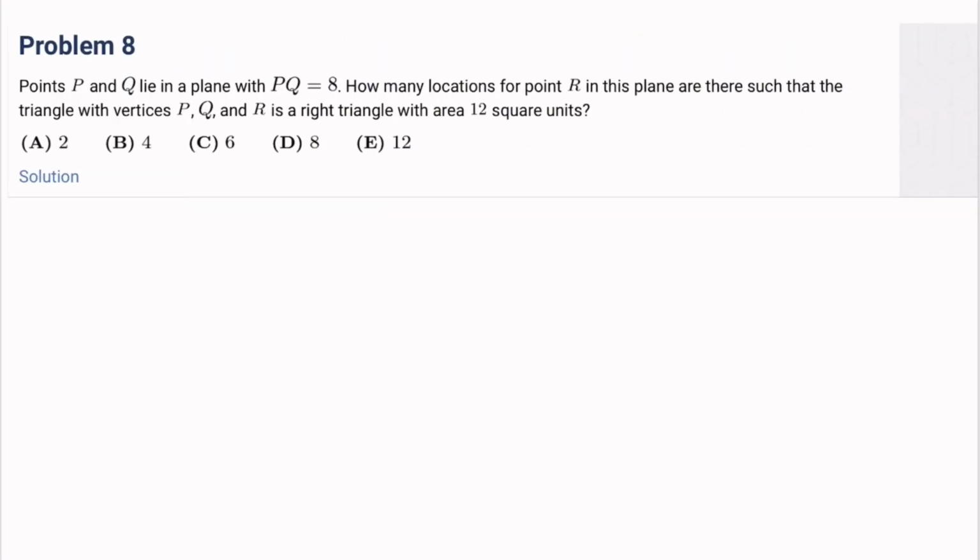Number 8, points P and Q lie on a plane with PQ equals 8. How many locations for point R in this plane are there such that the triangle with vertices P, Q, and R is a right triangle with area 12 square units? Okay, so we have a line PQ, right? PQ is 8, but then the area has to be constant, right? So the area has to be 12 square units, but then there are two possible right triangles that can happen right here, right?